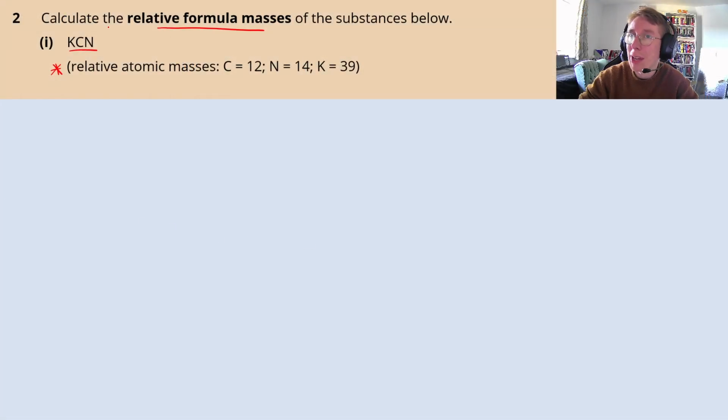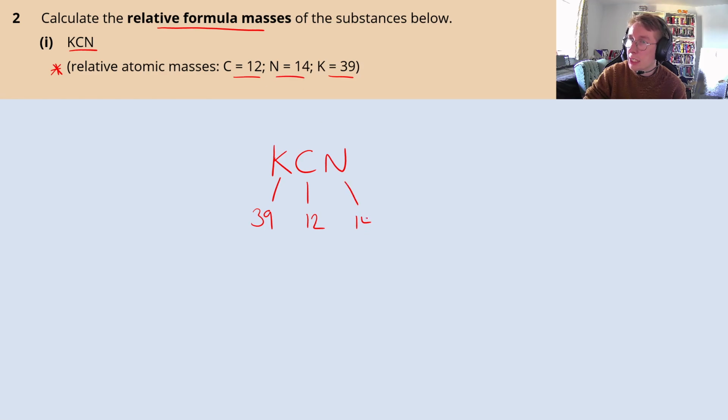And as I said, we've got KCN, potassium cyanide, and we want to find out the relative formula mass. So what I would recommend you do in this situation to start with, if you're not feeling very confident, is to write out the formula and then write out the relative atomic masses of each of the different elements underneath. So we've got potassium, which is K, and we're told up here that K equals 39. We've got carbon, which is 12. And we've got nitrogen, which is 14. That's all of the atoms that are in here.